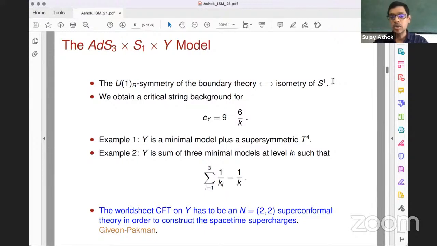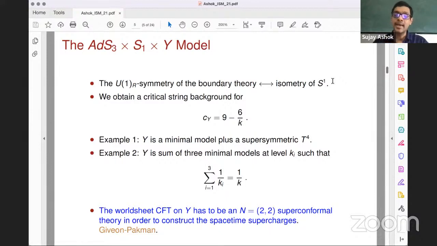So there are various examples one can do. I mean, for instance, if you take Y to be a minimal model, a supersymmetric minimal model, and T4, you get back the N=(4,4) supersymmetric theories. So we will often check our results by putting this particular Y to make sure that we recover all the known results. But you could just take something like Y to be a sum of 3 minimal models at some levels k_i, such that their inverses add up to 1 over k. So these are all simple examples. But in general, the goal is to see what one can say about such N=2 models and especially how what we compute depends on Y in one particular manner.